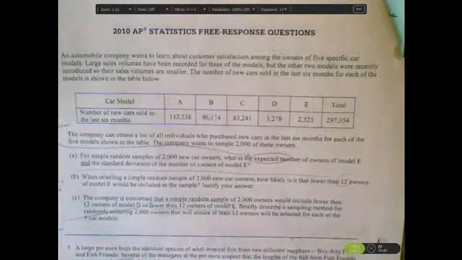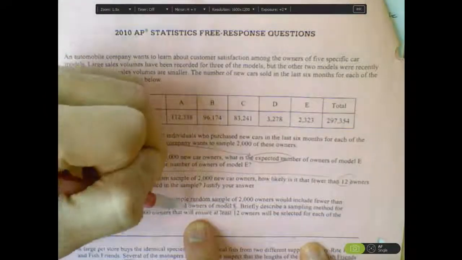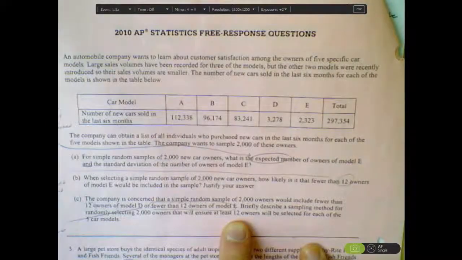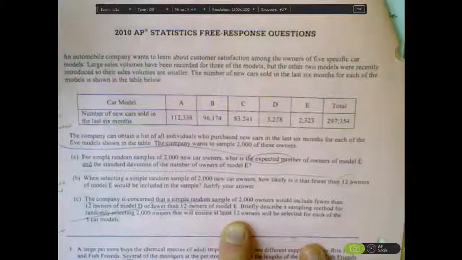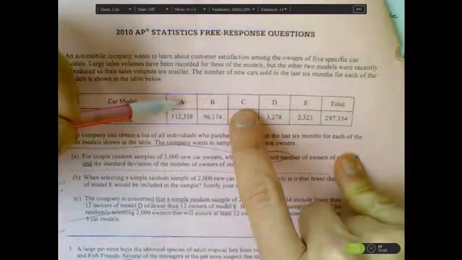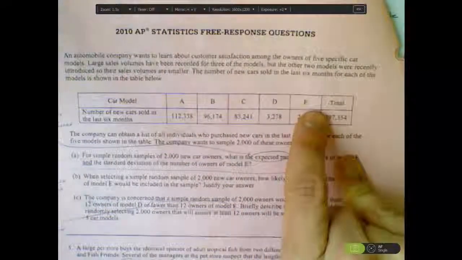Moving to part C now. I need to ensure that I get at least 12 owners of model D and 12 owners of model E. So for all 5 car models, but specifically D and E that they're worried about. I need to think about what kind of sampling process would guarantee that I'm getting some of every model. Well, I'm thinking stratified cluster. The issue with cluster is if I pick a couple clusters, say I pick A and C, then I'm randomly sampling everyone in A and C. So that would be a census and I wouldn't get any model B, D, or E. So that's not going to be correct.